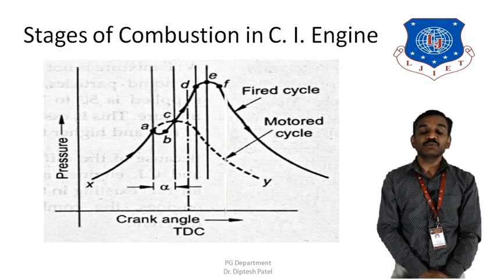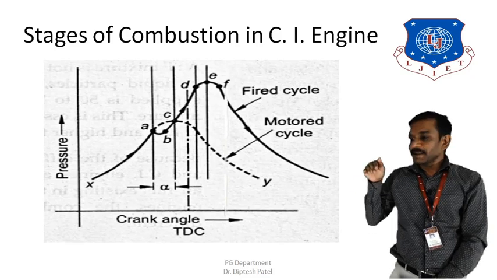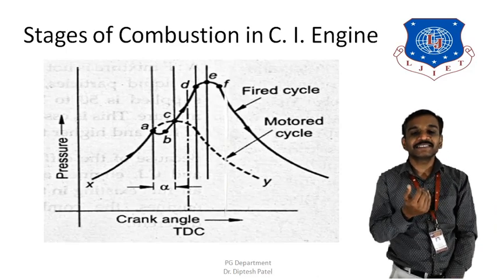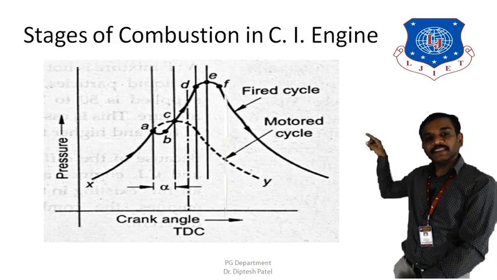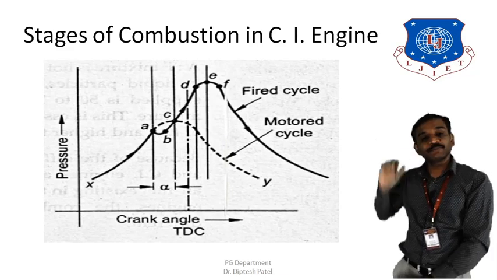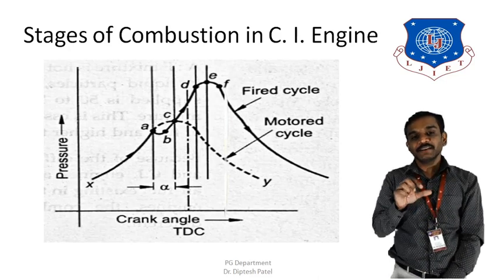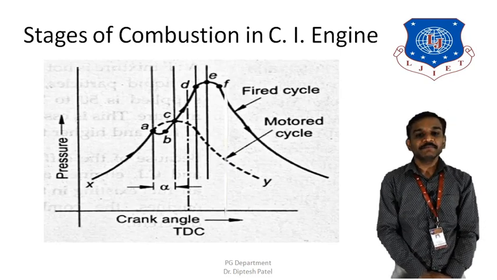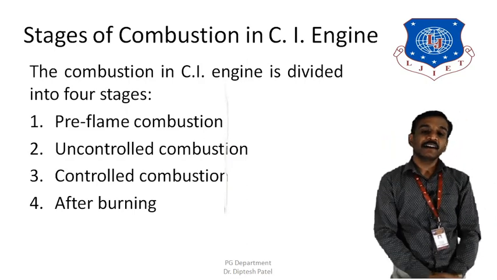From point B to C, you can see the combustion begins, and when it reaches point C, almost all the pressure loss that has taken place is recovered. The dotted line represents the pressure of the non-firing cycle, and you can see that C is almost on the path of the dotted line. So all the pressure loss that took place during the pre-flame combustion is recovered at point C. Now, point C to D is known as the uncontrolled combustion.